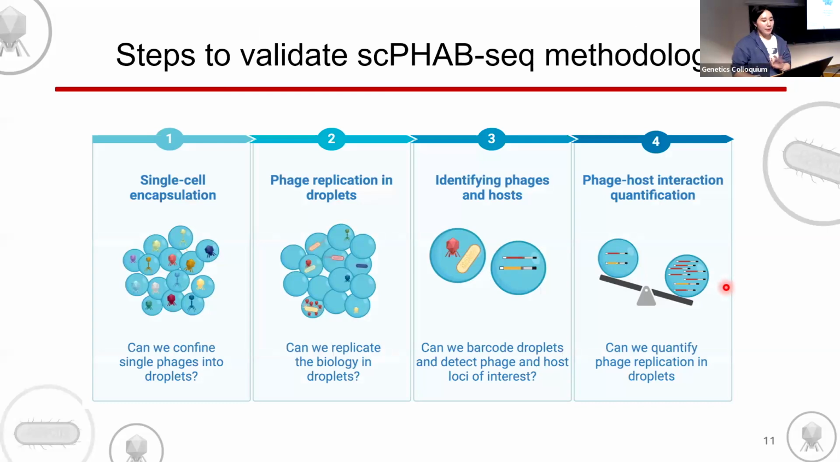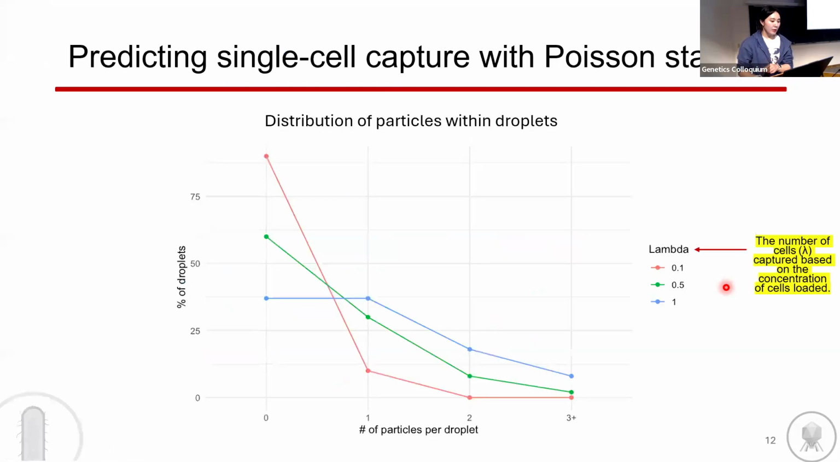So we have to come up with a bunch of different steps to basically validate whether this methodology is valid to actually study host-phage interactions. And the first one that I'm going to address is actually single cell encapsulation. If we're going to the single cell resolution, we have to ensure that we're actually capturing single virions per droplet.